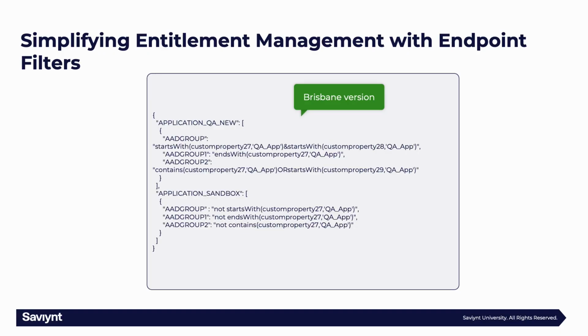The new filter experience. It's no longer just about static names or wildcard matches. Now we can use custom properties from 20 to 30, logical operands like AND, OR, NOT, and string matching like starts with, ends with, and contains. For example, in the JSON shown, application QA new filters using multiple custom properties, ensuring only specific QA app groups are pulled. Application sandbox shows exclusion rules such as not starts with.